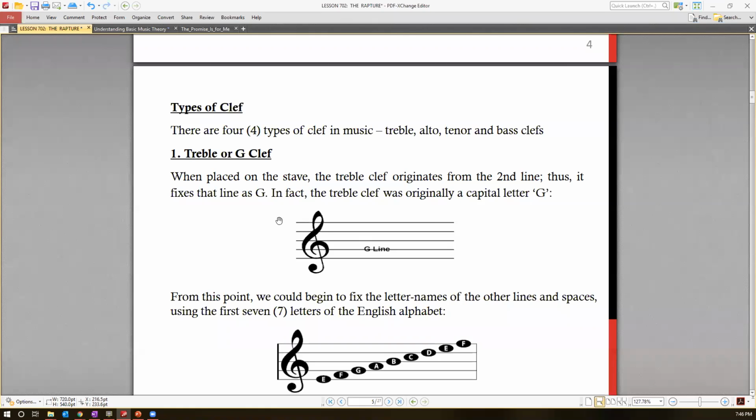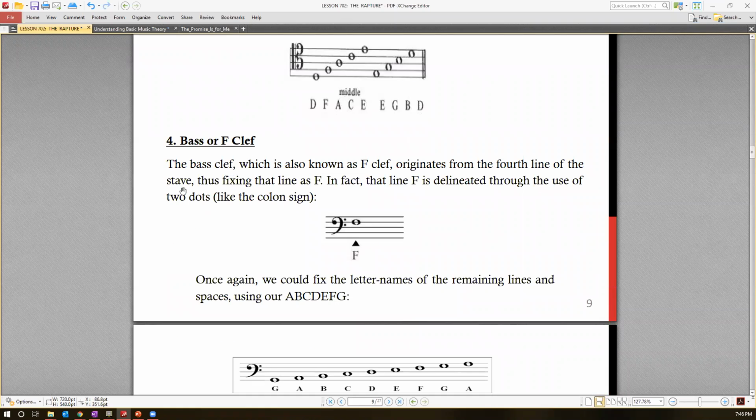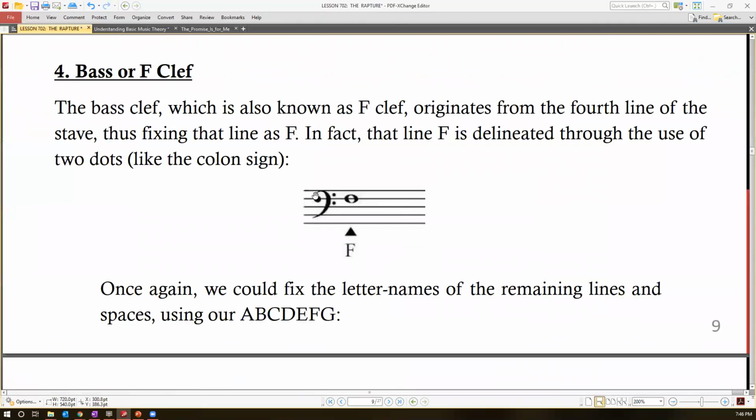All right, so coming back to the bass clef. The bass clef, which is also known as the F clef, originates from the fourth line of the stave, thus fixing the line as F. In fact, that line F is delineated through the use of two dots, like a colon sign. So that is the symbol for a bass clef with two dots.